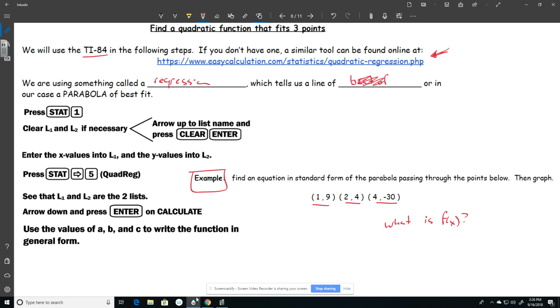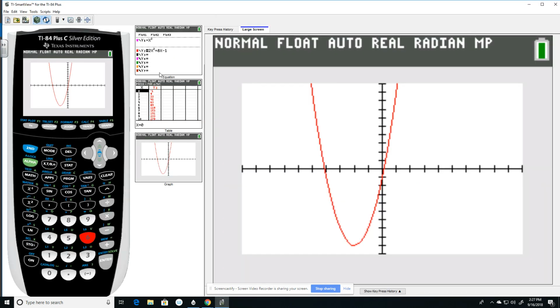Whoops. Line of best fit. Whoa, that got messy. Or in our case, what's the parabola that fits these 3 points the best? Okay, so on your calculator, what you're going to do, it tells you step 1 is to hit stat.